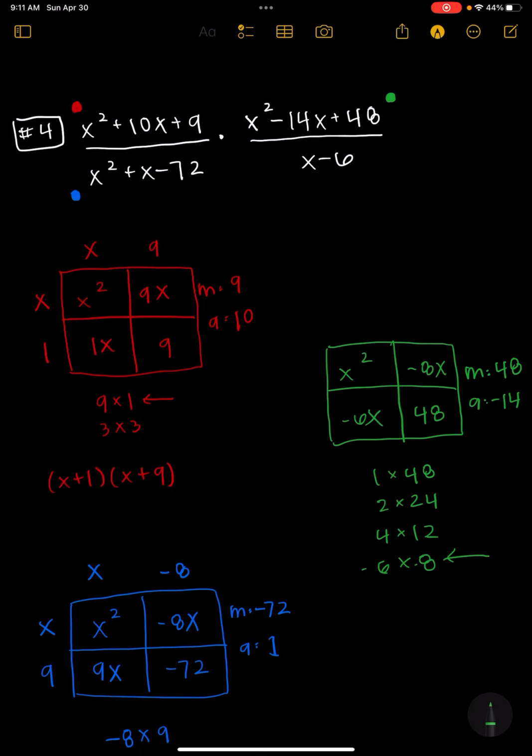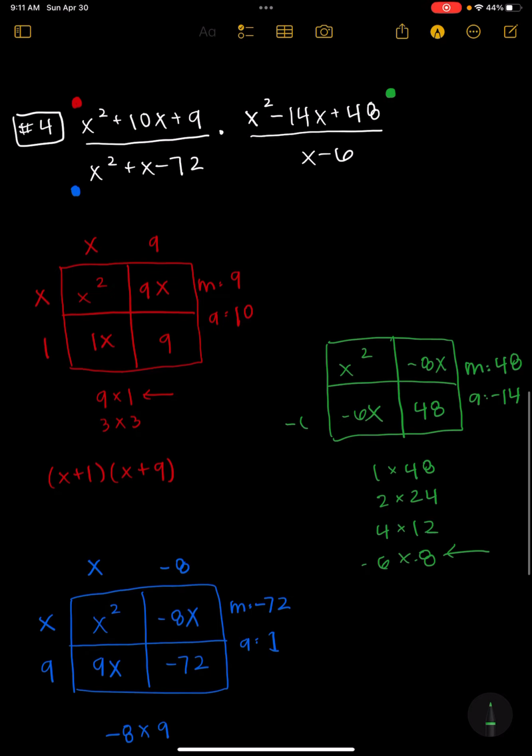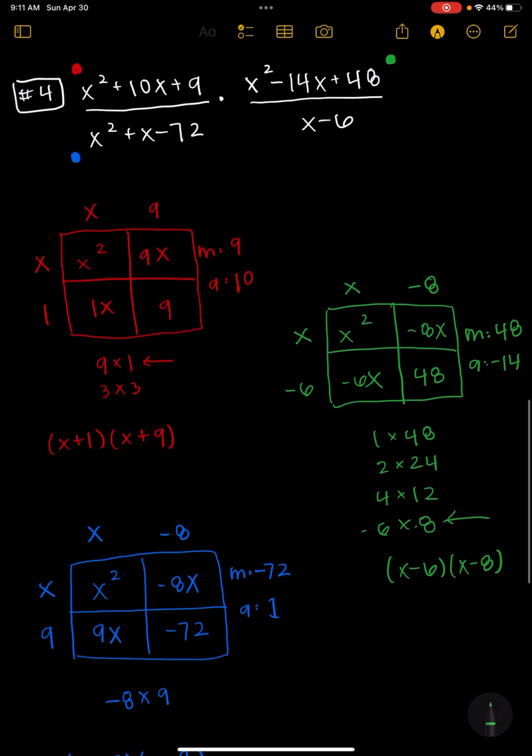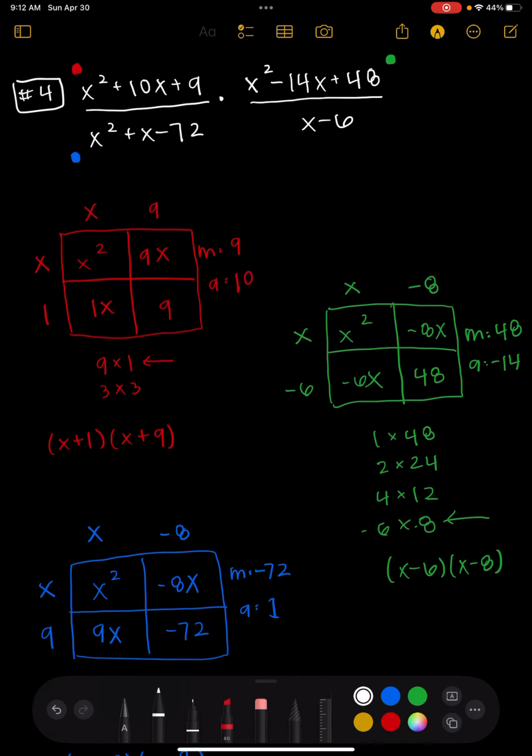What do the bottom 2 boxes have in common? They have a negative 6 in common. The top 2 boxes have an x. The left 2 boxes have an x, and the right 2 boxes have a negative 8. So my factors are x minus 6, x minus 8. Okay, that was a lot of box method, but now we can write out the new equation.